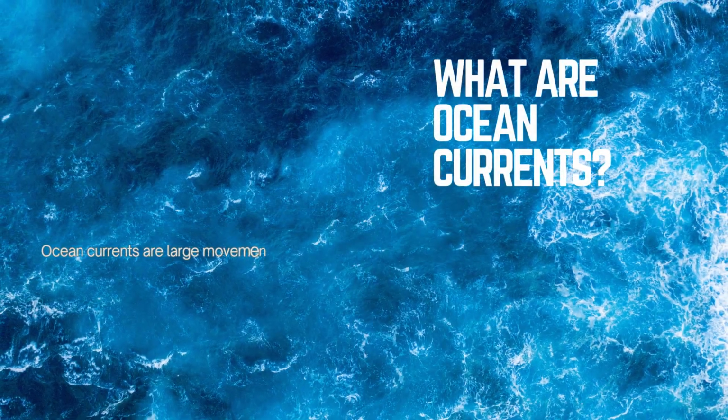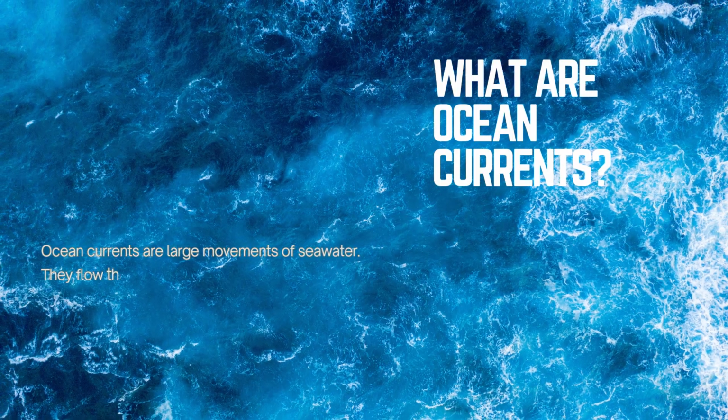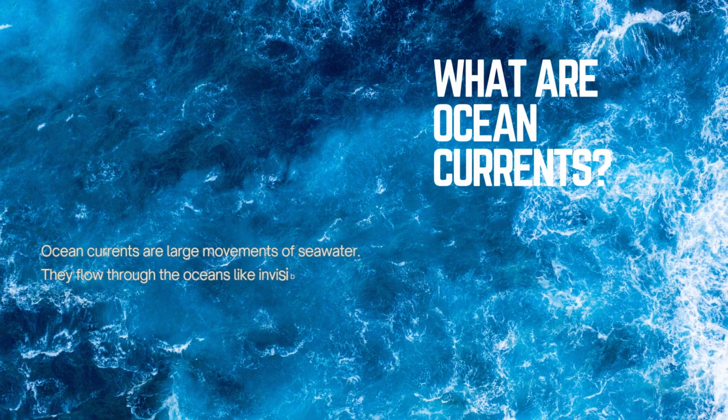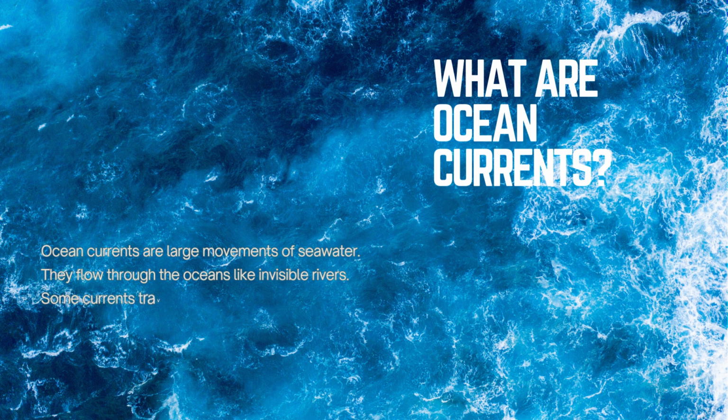Ocean currents are large movements of seawater. They flow through the oceans like invisible rivers. Some currents travel thousands of kilometers. They move heat, nutrients, and life across the world.